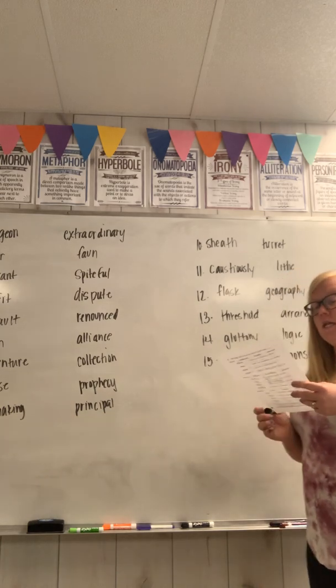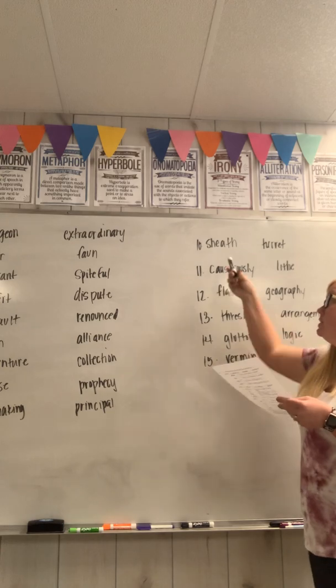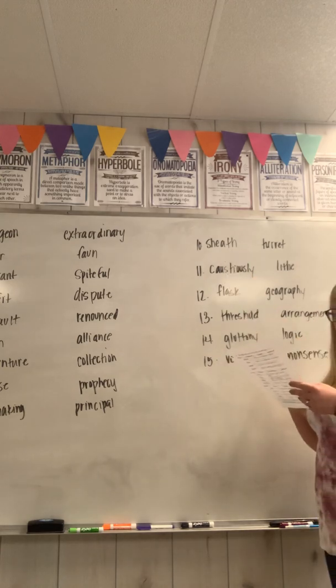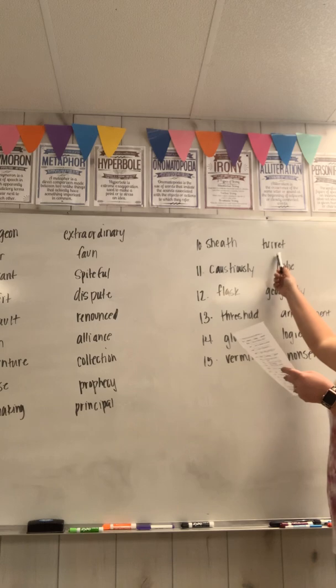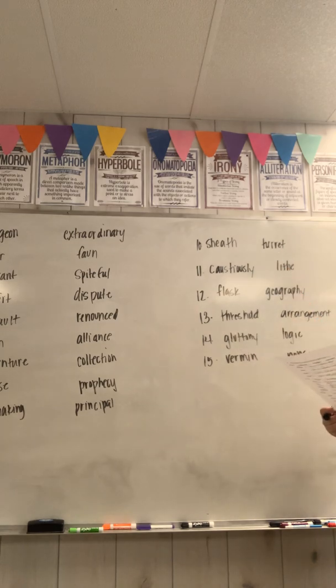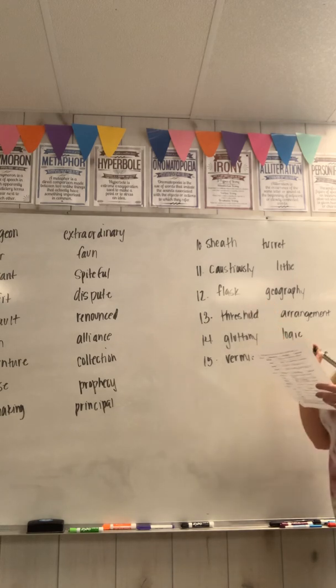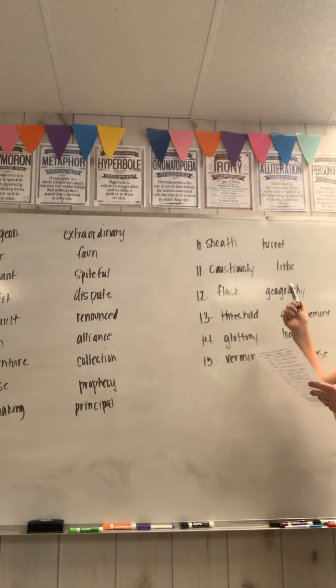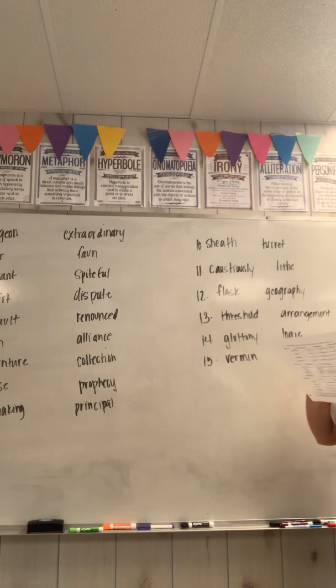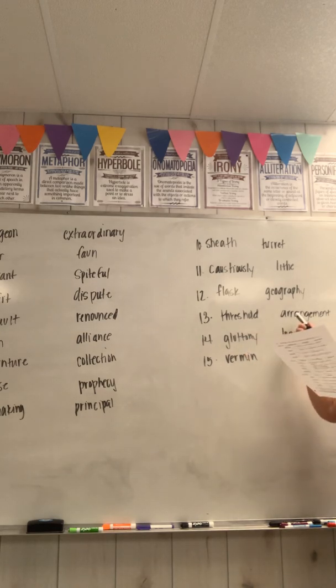And number 10, case, something that means the same thing as a sheath. So case is to sheath, as spires are to turret. Number 11, carefully is to cautiously, as limber is to leaf. Number 12, bottle is to flask, as earth is to geography. Number 13, doorway is to threshold, as stratagem is to arrangement.